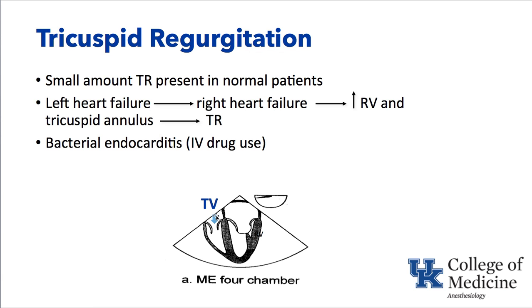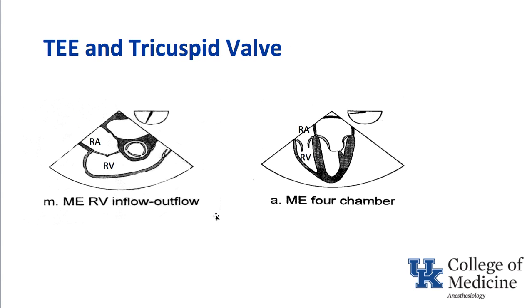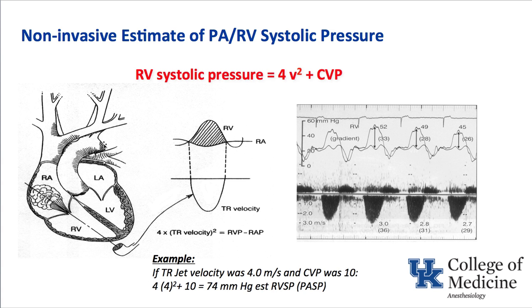Another cause is the valve being eaten away by bacteria in patients that use drugs, IV drug use and right-sided valve lesions. Another view for TEE and the tricuspid valve, other than the four-chamber, which we showed you before, is what's called the mid-esophageal RV inflow-outflow, with the right atrium, right ventricle, and the tricuspid valve in between. A good view to line up a Doppler across it. Now, why would I want to line a Doppler across it to look at the tricuspid valve regurgitation velocity? This is a somewhat complicated idea.